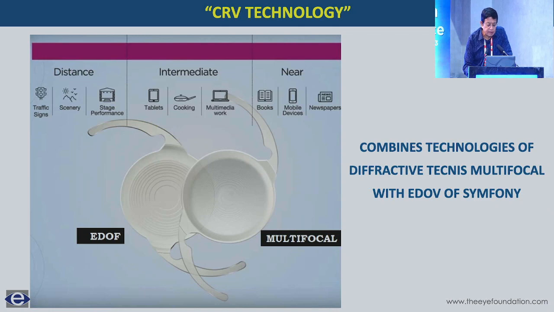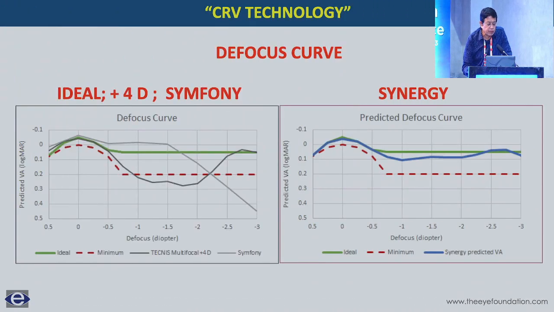So the Synergy is essentially supposed to combine the virtues of both these technologies. And as you can see here, what is shown in the green line is the ideal, where we want an excellent visual acuity for distance. And all the way from intermediate to near, you want the vision to be somewhere in 20/30 or better. But obviously, when you go on to what's represented by the gray line, the EDOF lenses, what you find is that there is a good vision for distance, and there is a reasonably good vision, 6/6 or 6/7.5, as far as intermediate vision is concerned. But beyond 1.5 diopters of defocus, there's a steep fall, and that's the reason that you need readers.